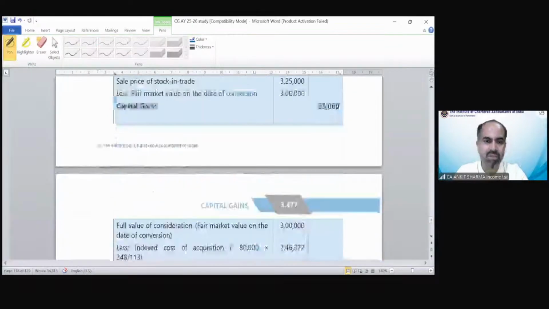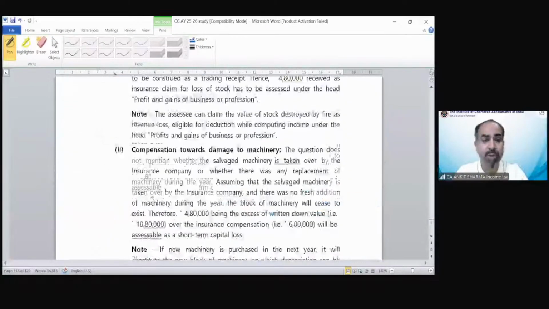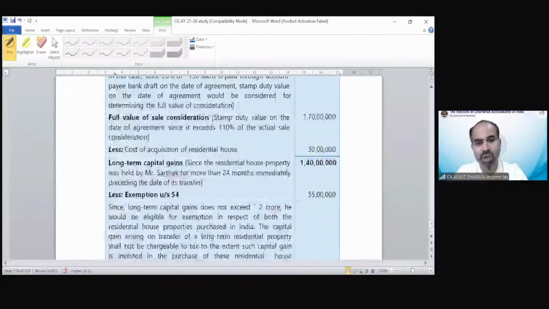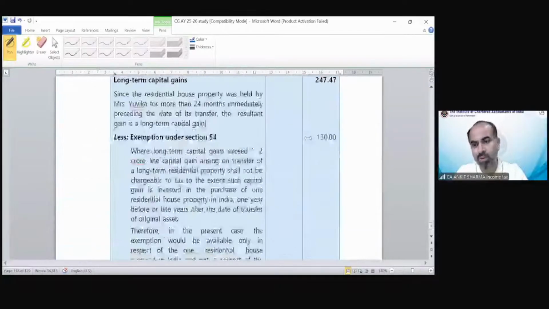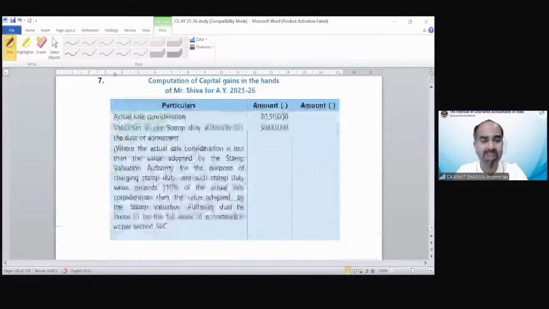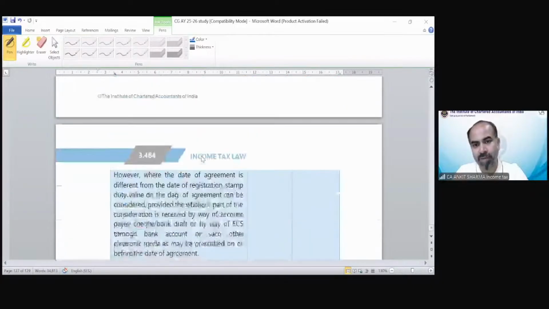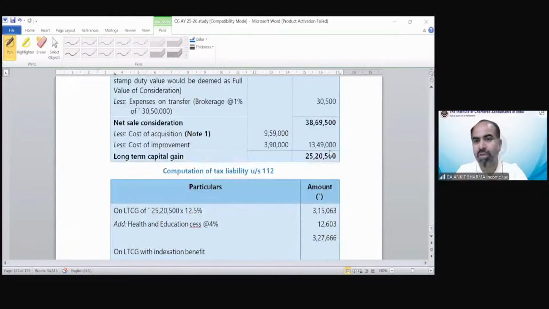You can see the solution is there. The Institute recommended solution, and you can see how they have solved question number 7. So you will come to know how to present the answer as follows. You have to solve this question like this. You will have the gain.